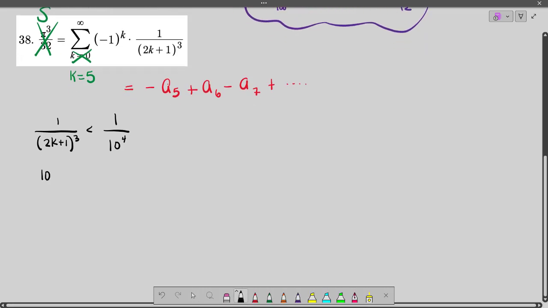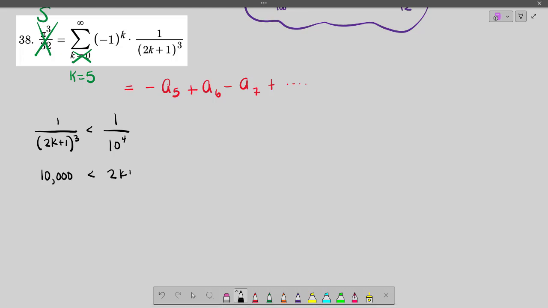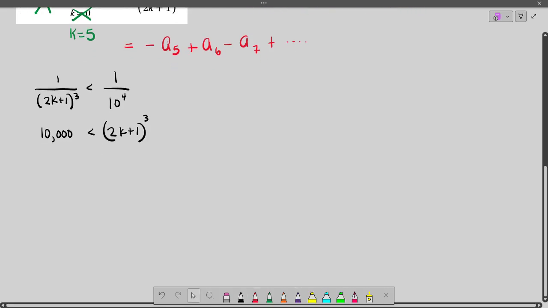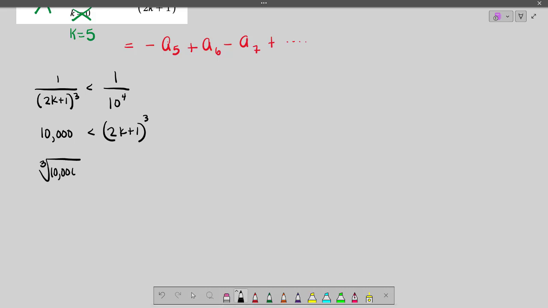Cross multiply. And we have this. Everything's positive, so we can take the cubed root of 10,000. That's not a known value off the top of my head. But let's just keep going.